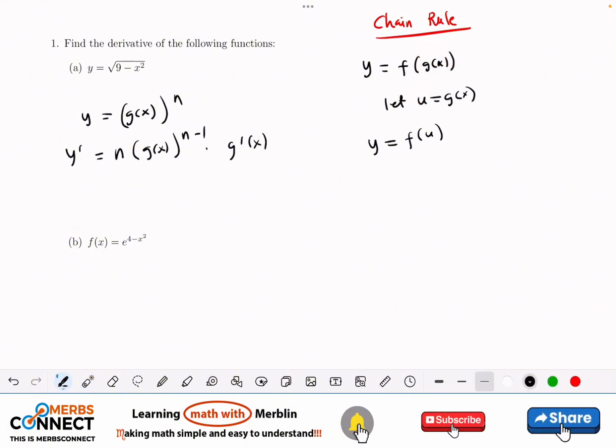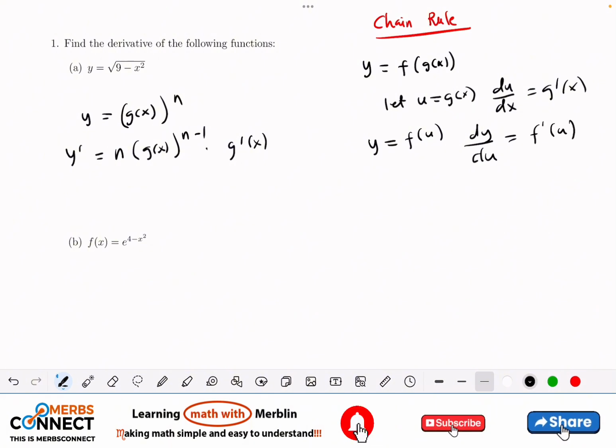Now I need du over what? dx, because the function here is in terms of what? x. The same thing like what we did. So du over dx will be equal to g prime of x. Then here the function is in terms of u. So I'm going to differentiate y with respect to u, which I'm going to have f prime of u, right? The same idea.